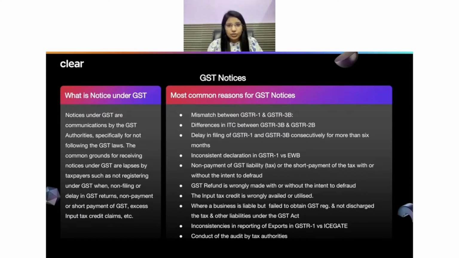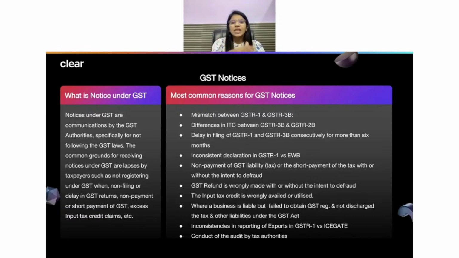Now the another major reason: we just talked about there's a mismatch between 1 and 3B, and we said there's a mismatch between your 3B and the 2B. Similarly, when you're delaying in filing your GSTR-1 or GSTR-3B, in that particular case the department again raises the notice to you. Now if you understand from the very normal thing, wherever the assessing officers see that there is an impact on the revenue, they can collect more revenue, they can get some interest, some late fees and all that, in such cases they're going to raise the notice.